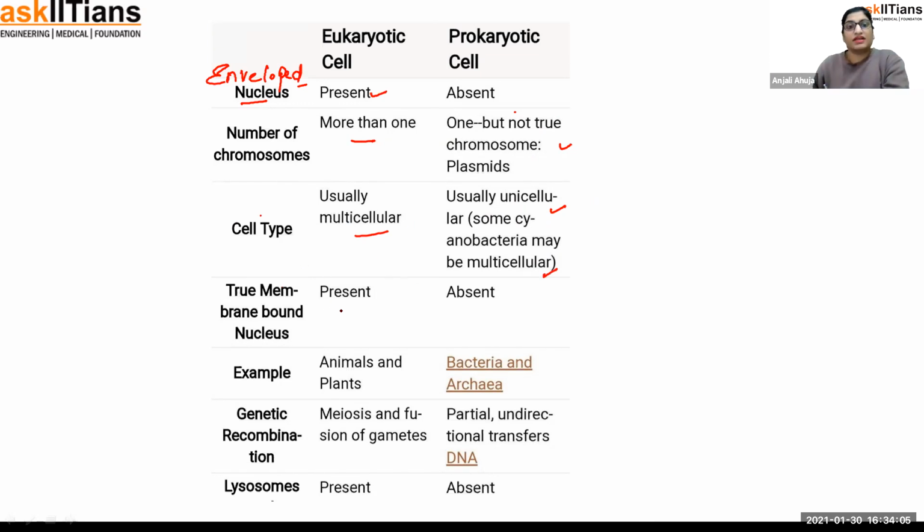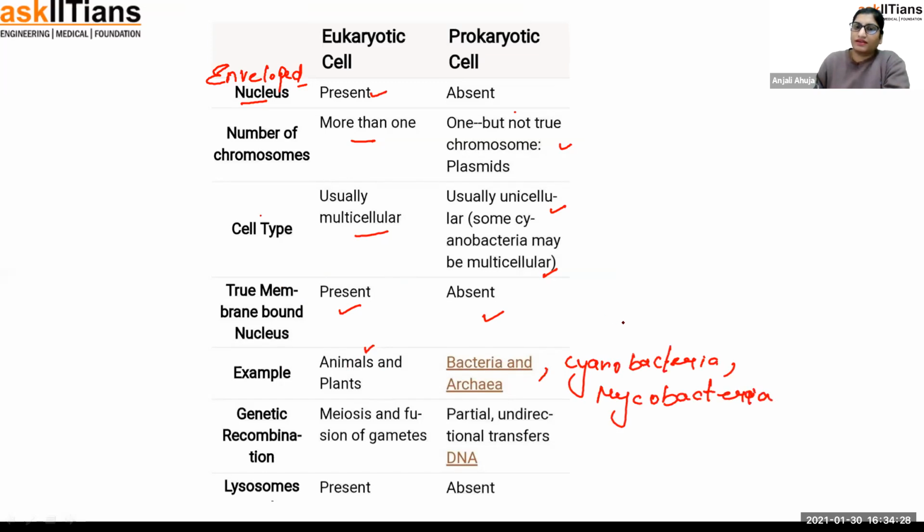True membrane, that's what. Examples: animals and plants are eukaryotic cells, and here, bacteria and archaea. Other than this, there are many unicellular organisms under the Monera kingdom. For example, cyanobacteria, mycobacteria, it's bacteria, and mycoplasma. Yeah, so these are all the examples. I suppose that's clear to you.